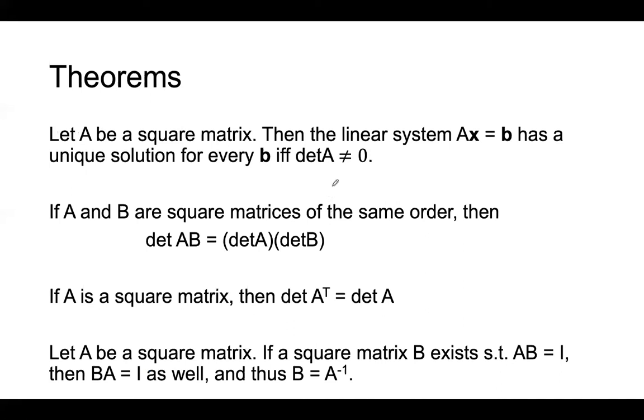Let A be a square matrix, then the linear system AX equals B has a unique solution for every B, if and only if that determinant is not equal to 0. If A and B are square matrices of the same order, then the determinant of AB is equal to the determinant of A times the determinant of B. So we can take them out this way. If A is a square matrix, then the determinant of the transpose is equal to the determinant of A.